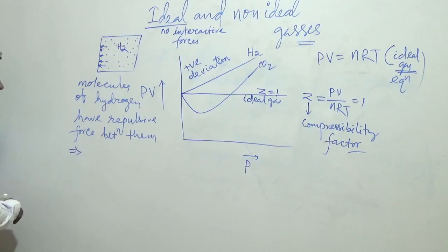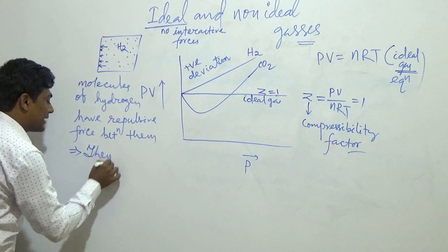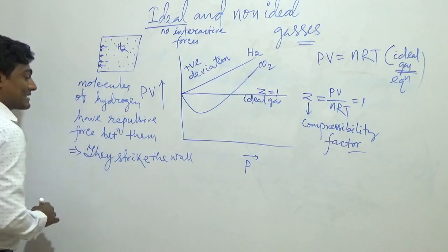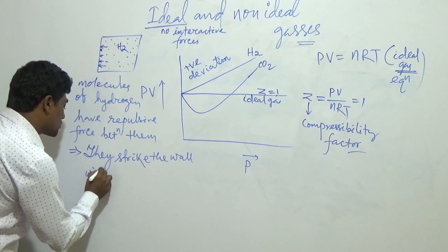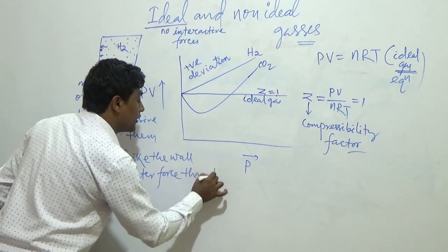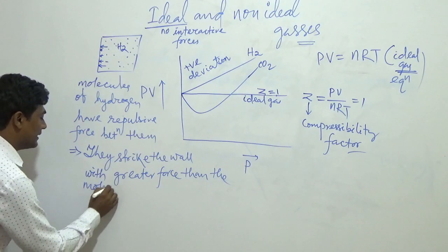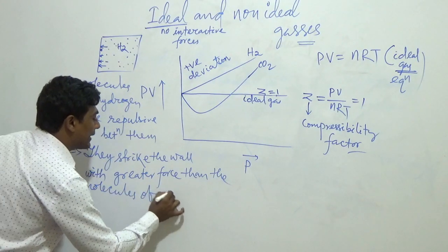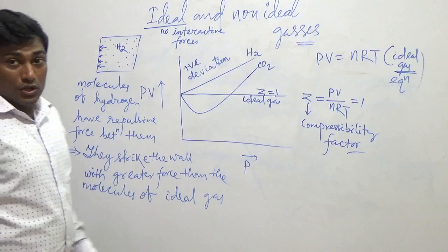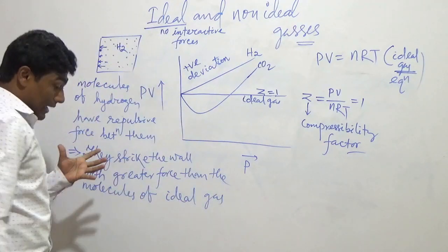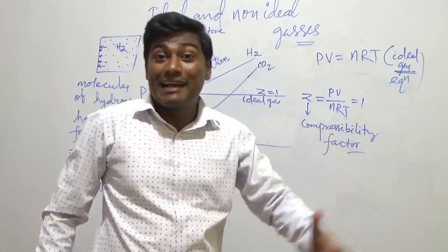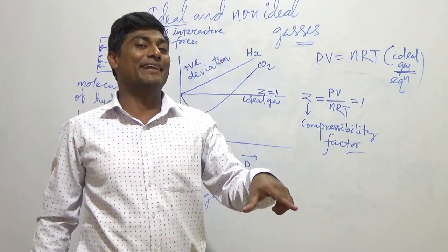What happens then? They strike the wall. They strike the wall with greater force than the molecules of ideal gas. So what happens when the molecules of hydrogen strike the wall with a greater force as compared to the molecules of the ideal gas? What happens?